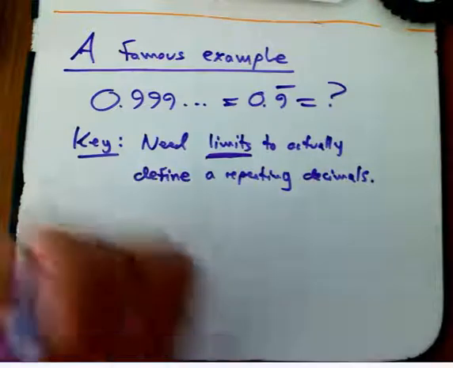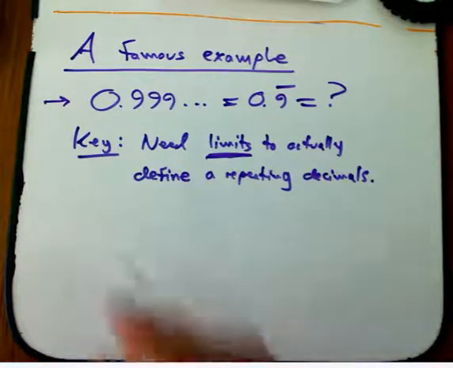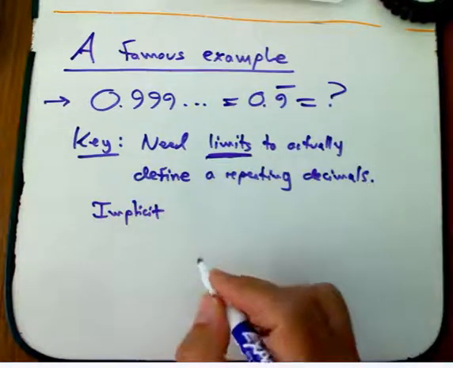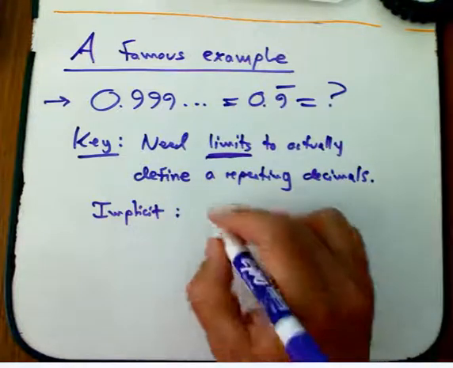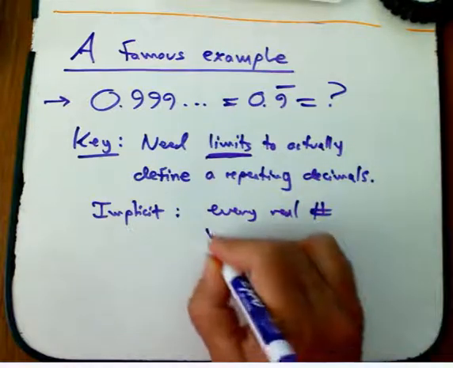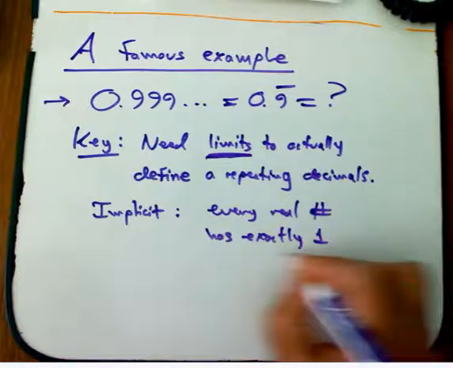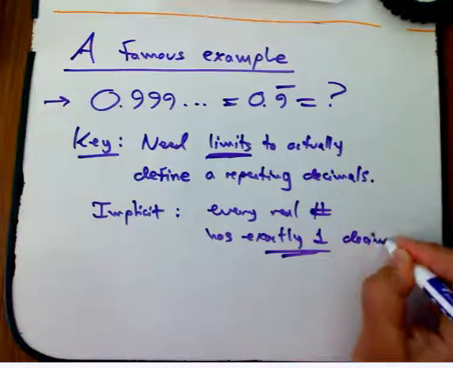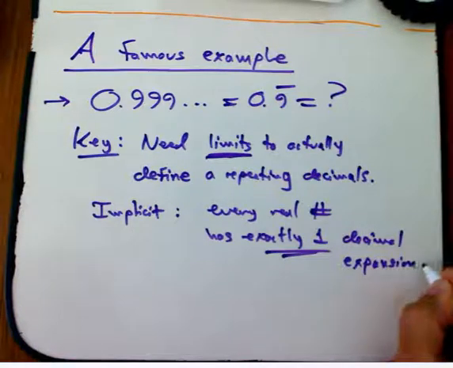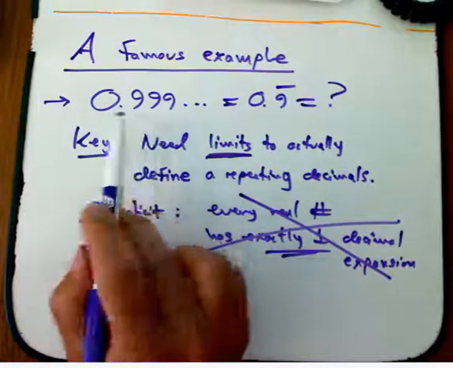It causes real confusion, especially about this one. Another thing that's confusing here, just to get this out of the way, is that there's an implicit assumption that's often made by students, which is that every real number has exactly one decimal expansion. In particular, that decimal expansions are unique. And that's just not true unless you disallow things ending in sequences of 9s.